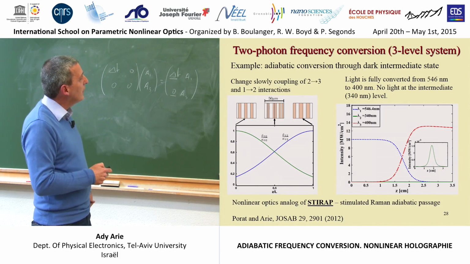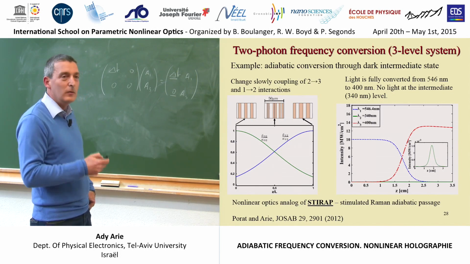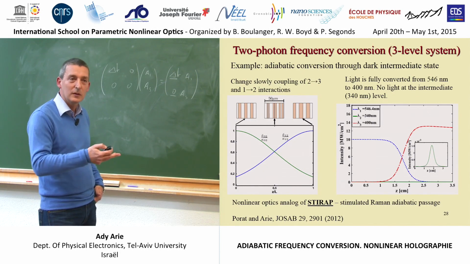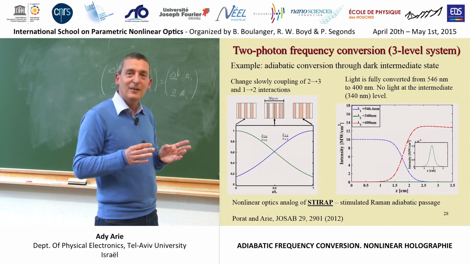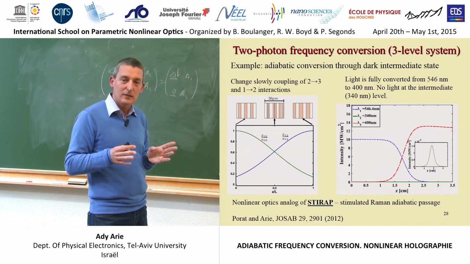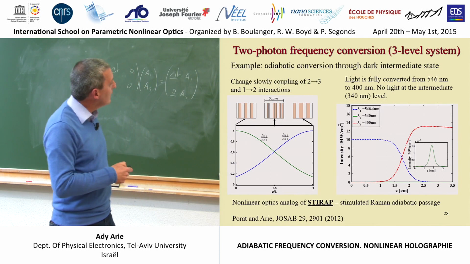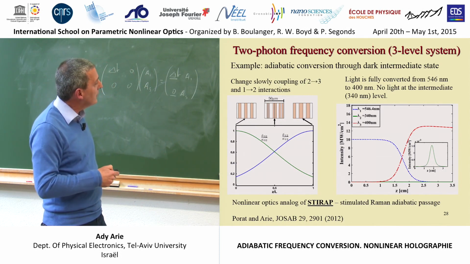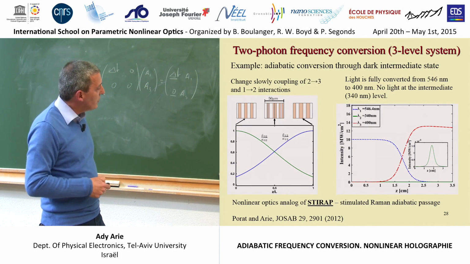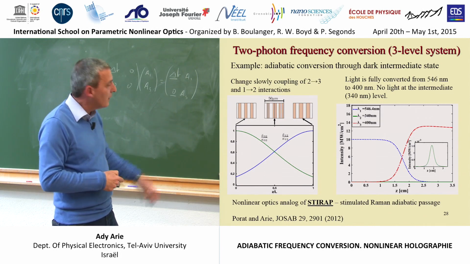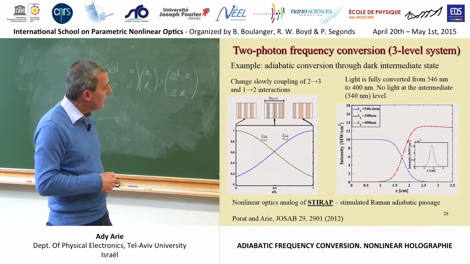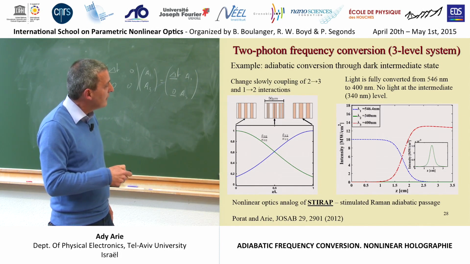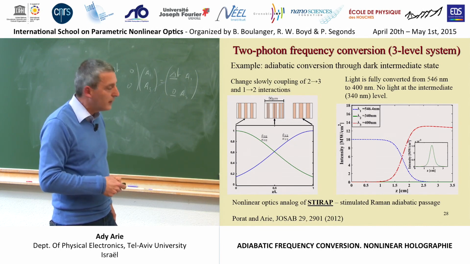So we have two processes. We go from 1 to 2 and from 2 to 3. So each one of these processes there is some coupling that describes it. So what I will do is I will design a crystal so that the coupling will change, again, very slowly, adiabatically, along the crystal. So the coupling from 1 to 2 will be, at the beginning, very, very low, and it will increase. And the coupling from 3 to 2 will be very high and will decrease.